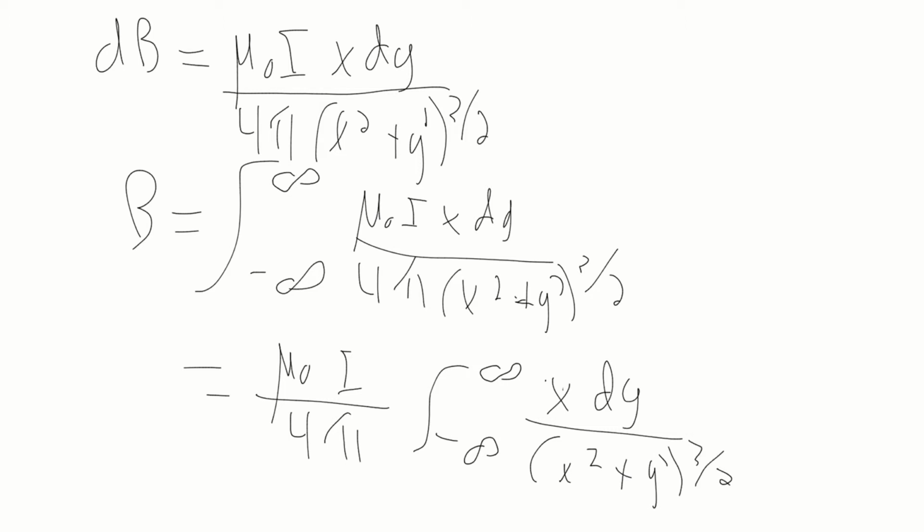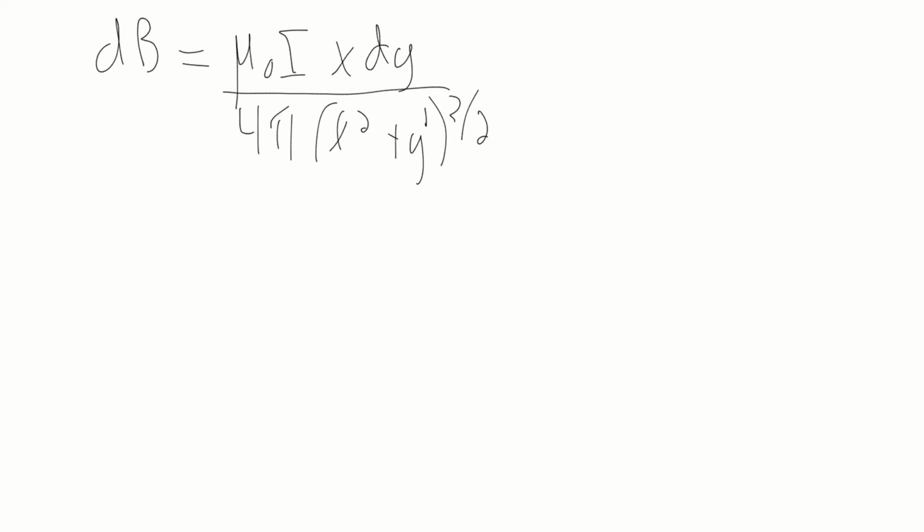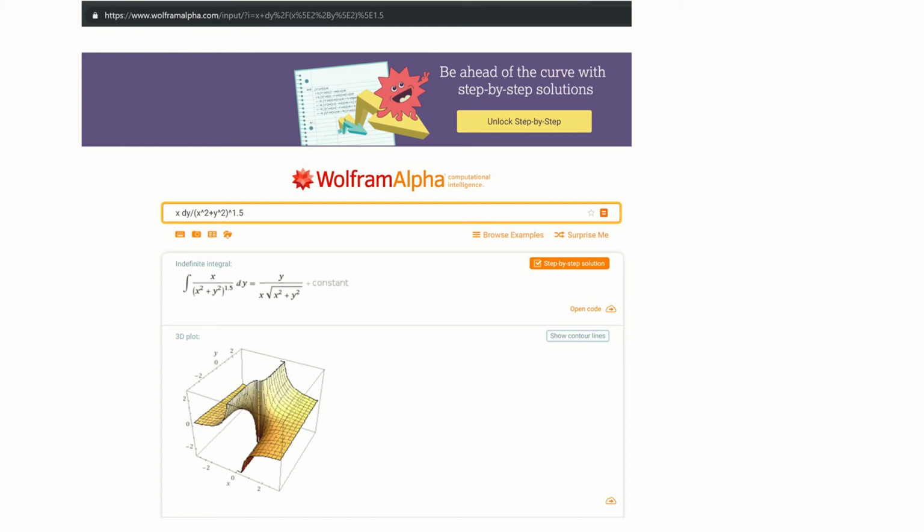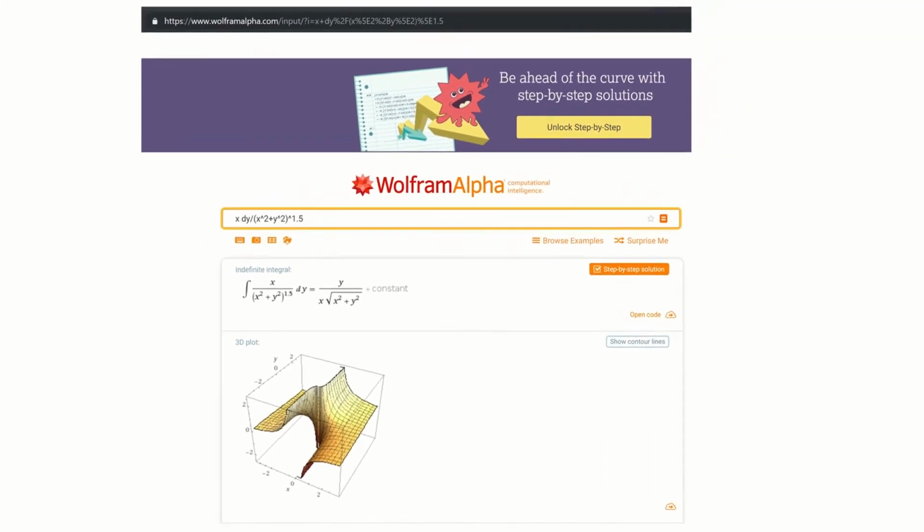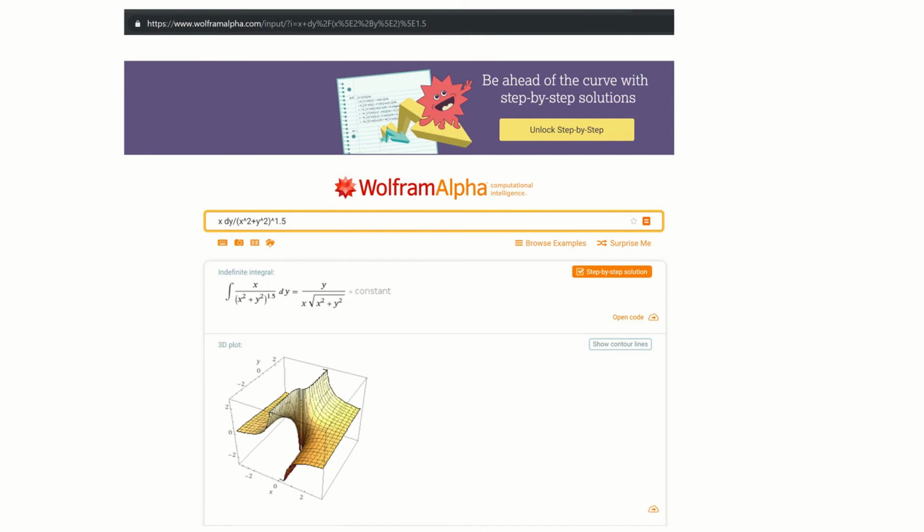Okay, it's not the worst integral in the world. It's pretty doable actually, but again, I was lazy, so I went ahead and just took this whole thing and put it into Wolfram Alpha. Let's look at what the results look like. Thanks Wolfram Alpha. I typed it in as x dy over x squared plus y squared, all to the 1.5 power, to the 3 halves.